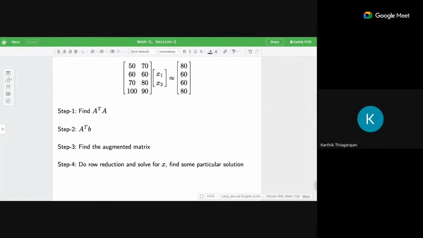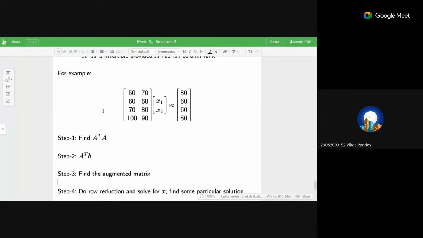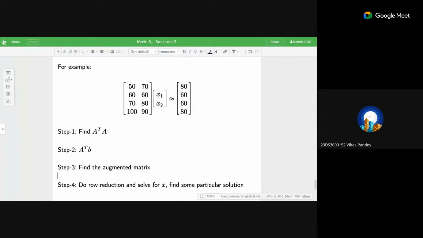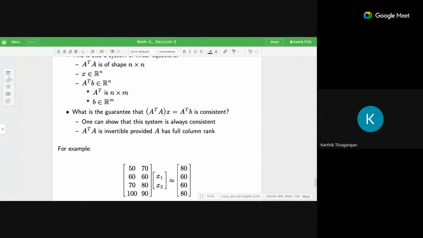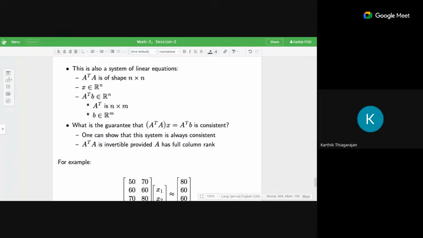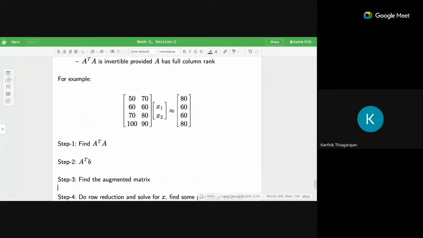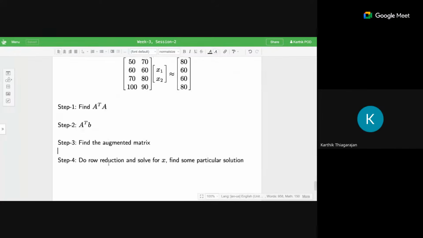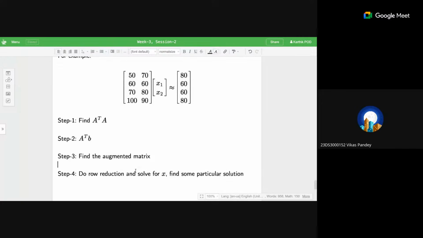Is this clear so far, what we have been discussing? Oh, there is a small doubt. If A has a full column rank, then wouldn't it mean that the null space is 0 and the equation is consistent? Yeah, that's true. So we are dealing with the inconsistent case.